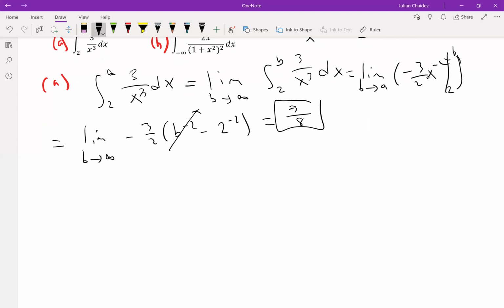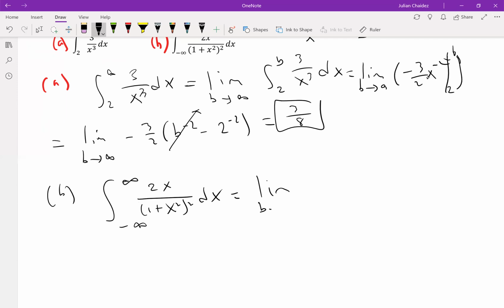All right, so now going on to B. This one's a little scarier looking, but it's not so bad. For an integral like this, I'm supposed to write a double limit. So I have to take the limit as b goes to infinity and a goes to negative infinity of the integral from a to b of 2x divided by 1 plus x squared dx.